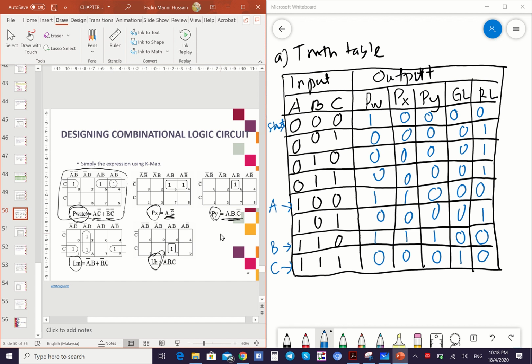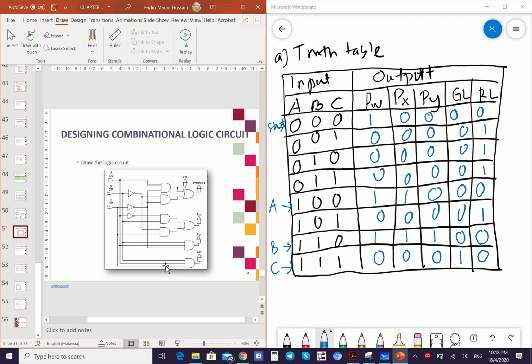You cannot use the same variable to represent different outputs. You need to refer to your truth table and follow its variables. Whatever variable you use in your truth table, you need to use the same variable for your K-map. Same goes with your logic circuit. So this is the design, how we can design a combinational logic circuit, for the second step, which is simplification by using K-map.